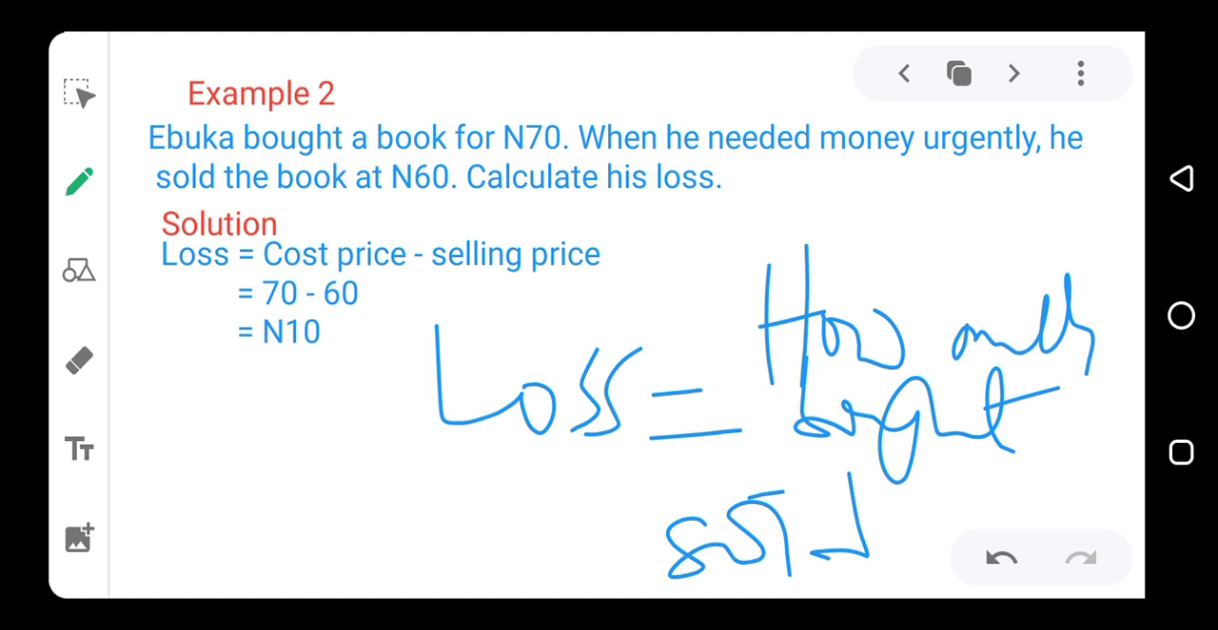Now you bought it at 70 naira and sold at 60 naira. So your loss is equal to 70 minus 60, which is the cost price, how much you bought it, 70, and the selling price, how much you sold it, 60, which is 10.